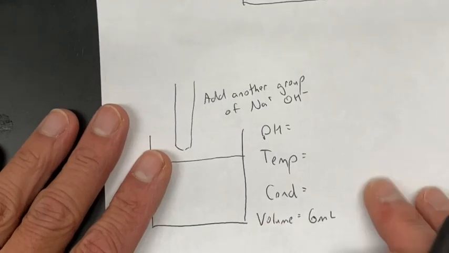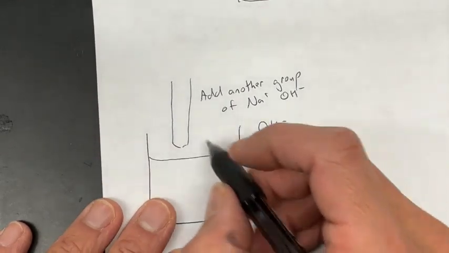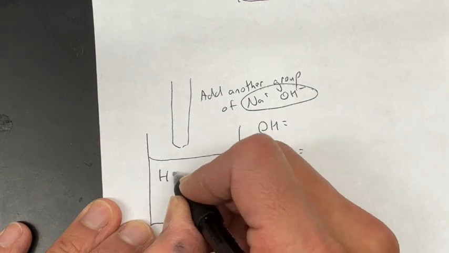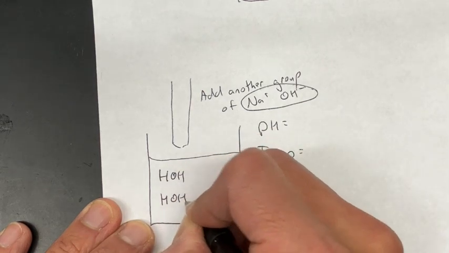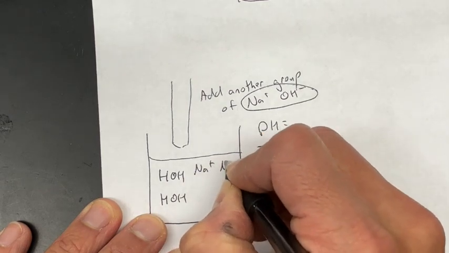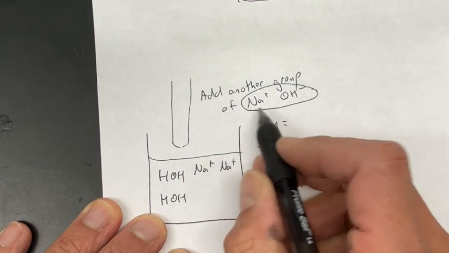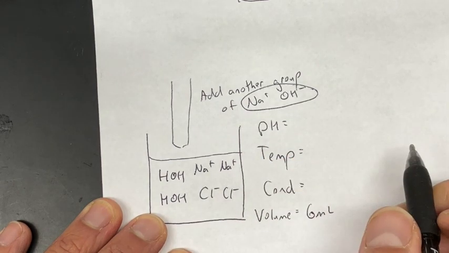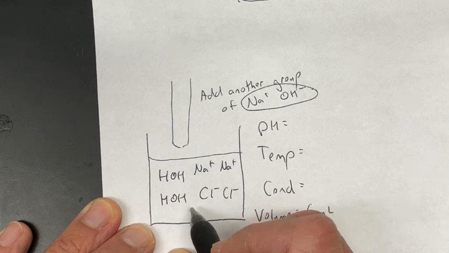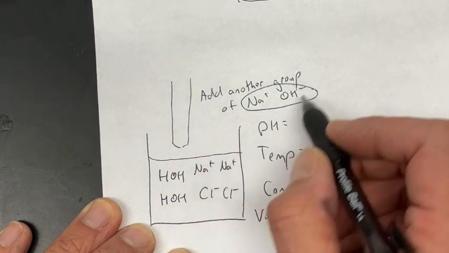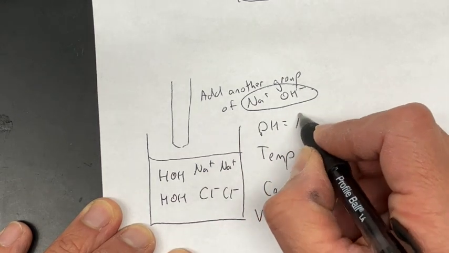As we move to the next picture, I add another one. So what happens? Well, instead of one water, now I have 2 waters. So I formed 2 waters. I still have a couple Na pluses remaining because these are not reacting with anything. And my Cl negatives are still there. So what happens to the pH now? Well, I don't have H plus anymore. I don't have OH minus left over, so this is now neutral.